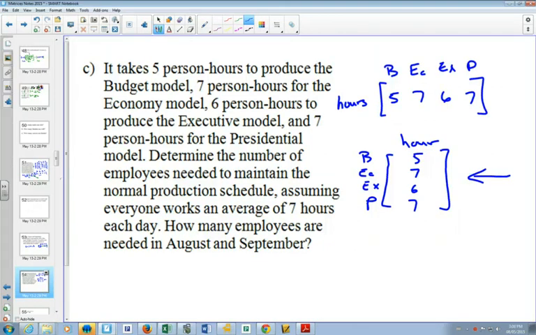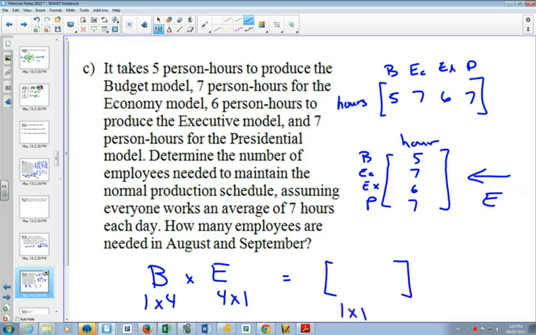What letter are we on? Matrix E, as far as letters go. And in order for it to work out nicely, we're going to have to take matrix B, which was a 1 by 4, and multiply it by matrix E, which is a 4 by 1, because then our 4s match up in the middle. And we're going to get a 1 by 1 as an answer. The 1 from matrix B was per day, and the 1 from matrix E was hours. That'll give us per day how many hours we need.